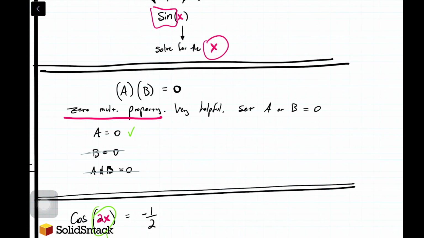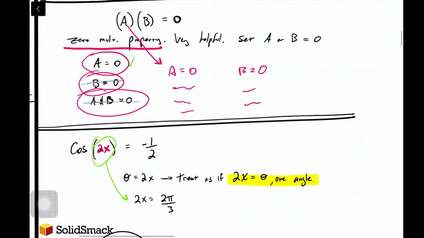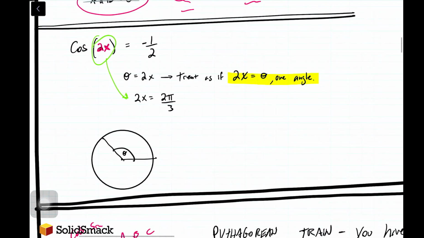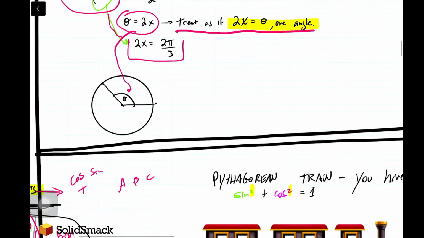So if you have A times B equals 0, you know three things. Either A is 0, B is 0, or both A and B are 0. So you can set them up to 0 and solve for them. And lastly, when you see something like this, cosine 2x equals negative 1/2, look at the 2x as if it were just a theta. So treat it as just one angle and then solve for it.